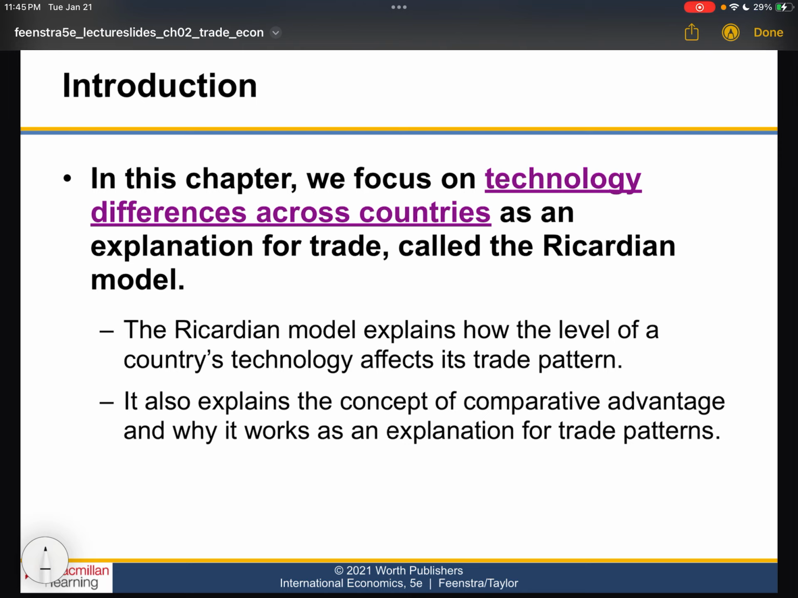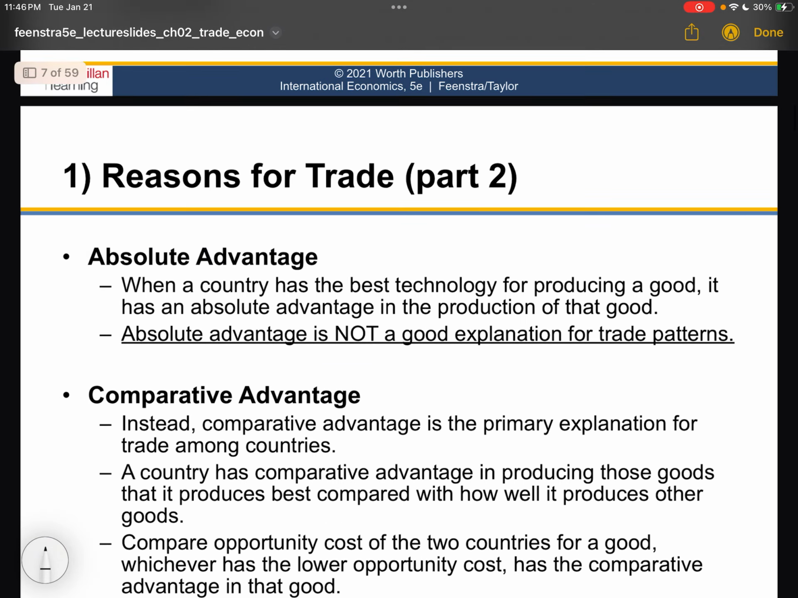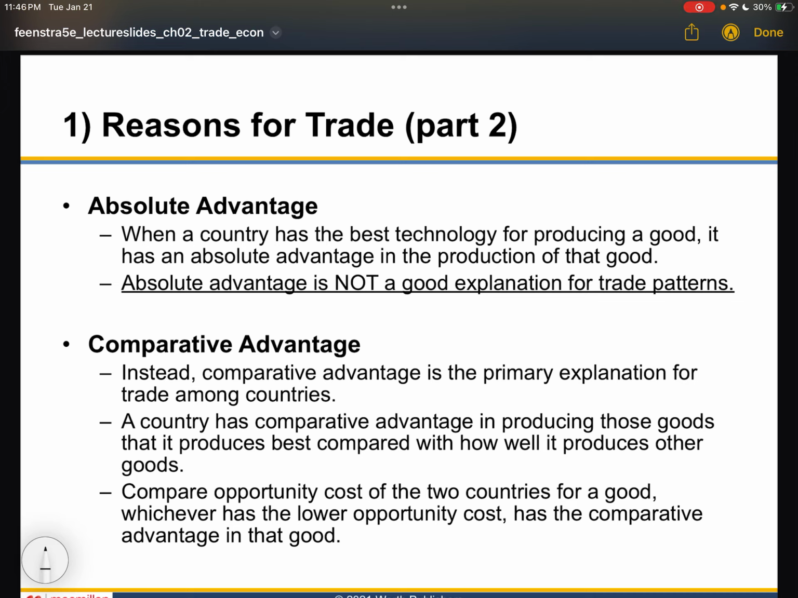Now, when countries have different technology, we can use that to explain the trade pattern, but what we are actually going to look at is the comparative advantage. We saw that last class. We're going to calculate opportunity cost, determine which country has comparative advantage, and that country will be the one exporting that good in which the opportunity cost is lower. That will help us explain trade patterns. Now, more on this much later. I just went through all of this. Okay.